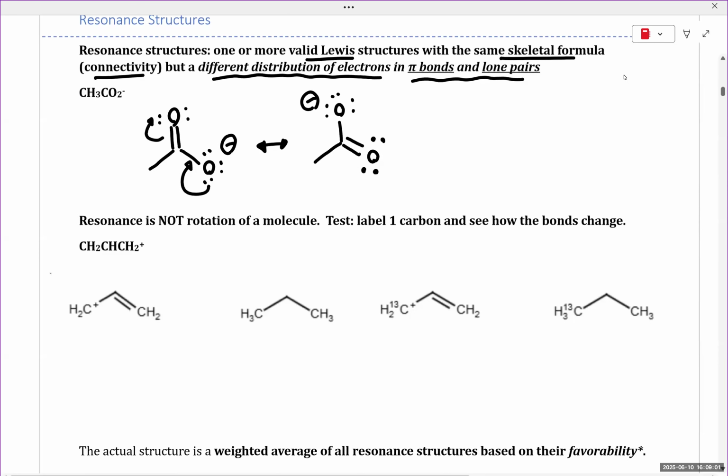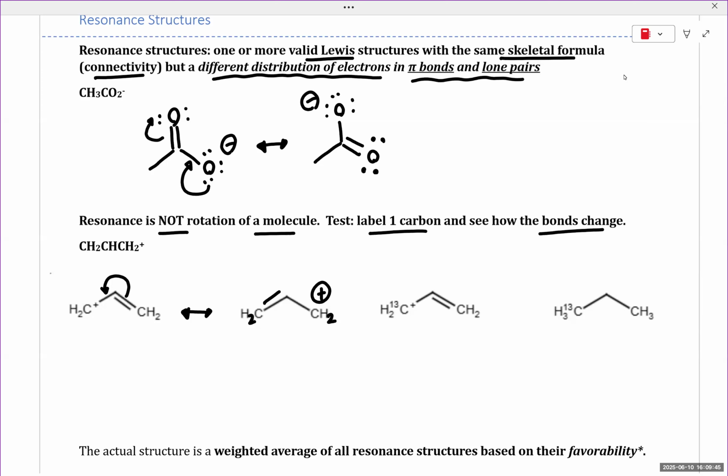Now, one thing I do have to be very clear about, resonance is not rotation. We can show this by trying to draw out some resonance structures where we've labeled one carbon and we check and see how the bonds change. For example, we can draw a valid resonance structure for the following. In this case, this is an allylic cation. We can redistribute our pi bond, and this in turn would give us the following valid resonance structure.